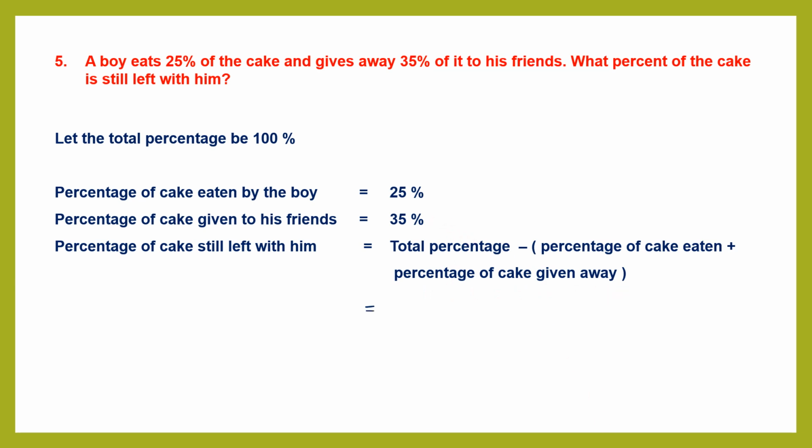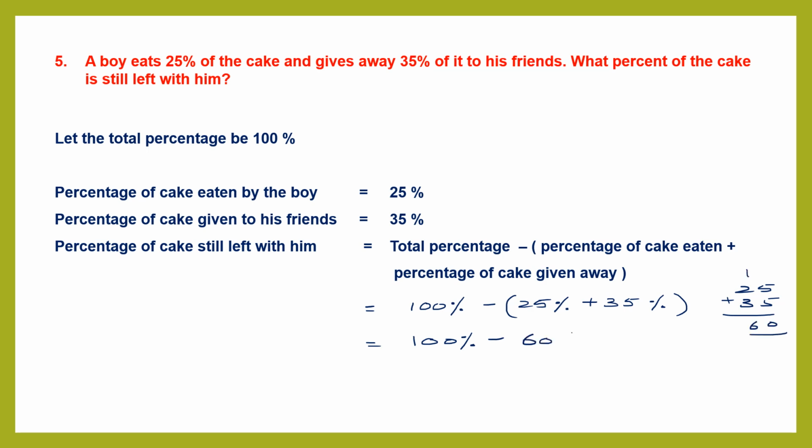So total percent is 100% minus percentage of cake eaten is 25%. Percentage of cake given away is 35%. So now if we calculate this, we will know what is left. So 100% minus 25 plus 35. Let's add it up. 25 plus 35: 5 plus 5 is 10, carry 1, 2, 3, 4, 5, 6. That is 60%. So 100 minus 60, that's 40%.